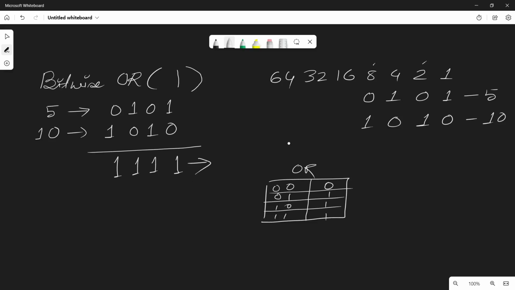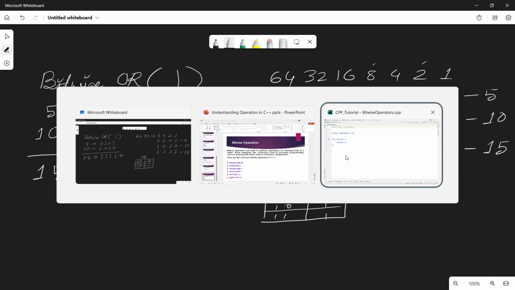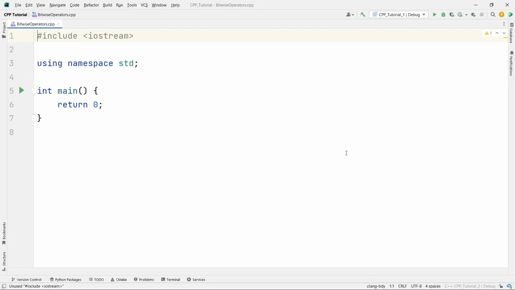Now let's see what it actually is. 1, 1, 1, 1. Let us write it here: 1, 1, 1 and 1. As you see in the numbers, 8 plus 4 is 12, plus 2 is 14, plus 1 is 15. So this corresponds to 15. So for 5 OR 10, we are getting the answer as 15. Let's go to our IDE and see if we are correct or not.